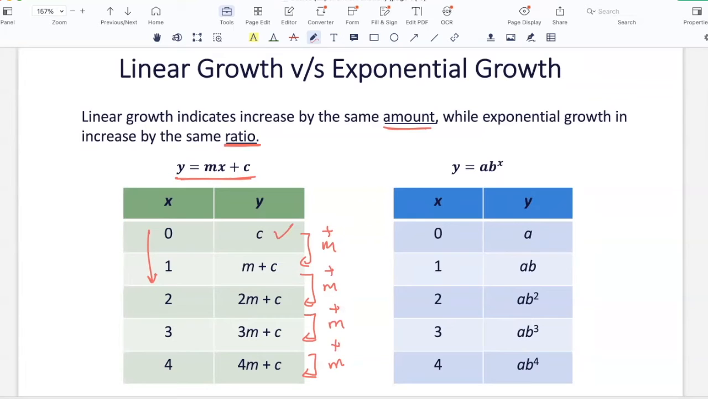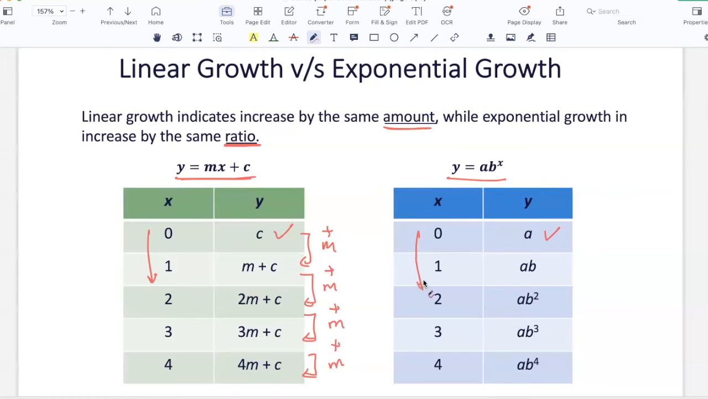So it gets added, m gets added every time, and this m is known as the slope of the linear equation. Now consider the exponential function y equal to a times b to the power x. At x equal to 0, the function is a, which is the y-intercept. At x equal to 1, the function is ab. At x equal to 2, it is ab squared. At x equal to 3, it is ab cubed, and so on.